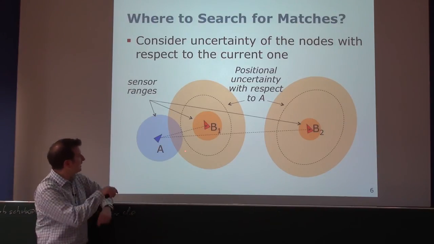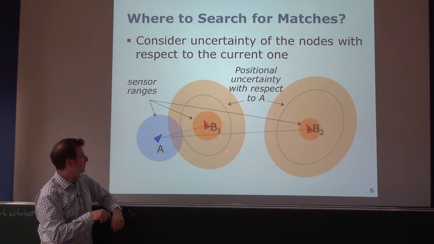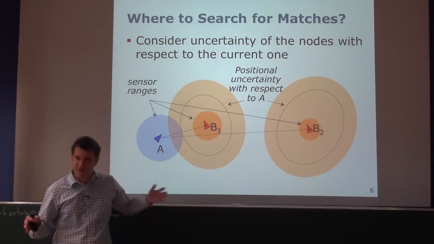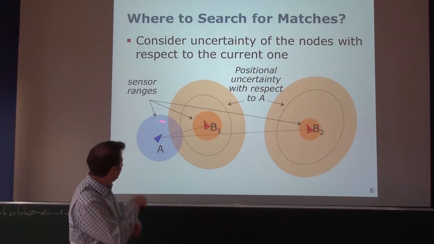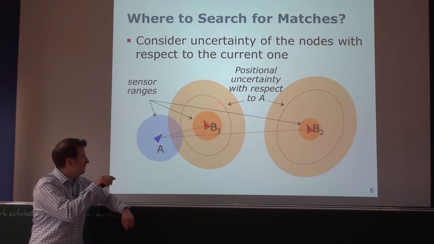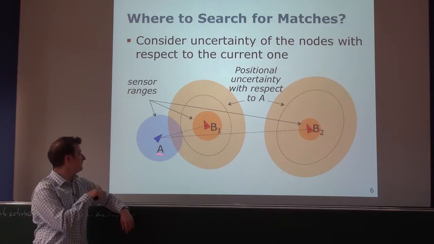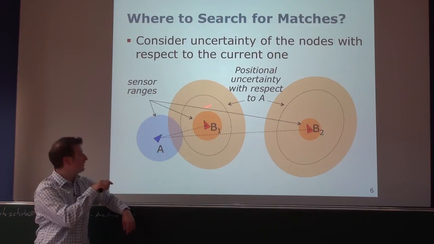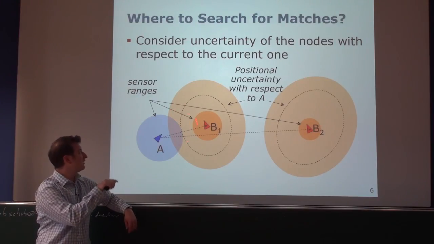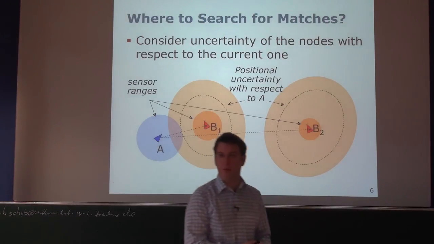What I can then do is extend the uncertainty ellipse by the visibility area of my scanner and say, if the robot was standing over here, that's the area it may have observed. Then I can simply check whether there is an overlap between the current sensor range and the possible observation that I obtained from B1 or B2.